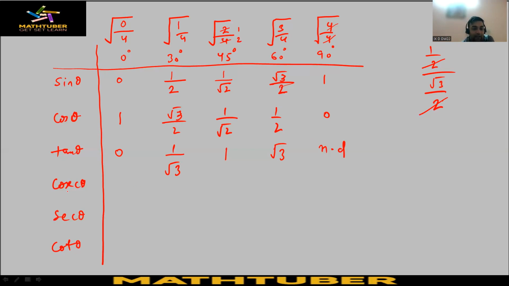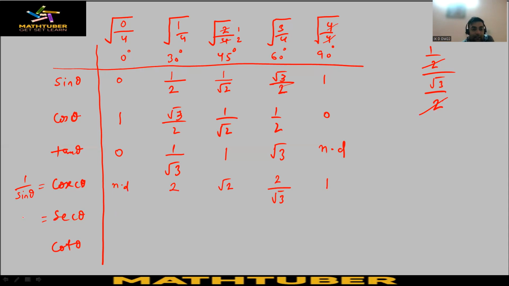Now, since cosec theta is the reciprocal of sine theta, so we just have to reciprocal all the values of sine theta here. So this is 1 upon sine theta. So we will just reciprocal all of them. So the reciprocal of 0 is always not defined, right? So it will be not defined. Then 1 by 2's reciprocal is 2 upon 1, that is 2 only. This will be root 2. This will be 2 upon root 3. And reciprocal of 1 is 1 only.